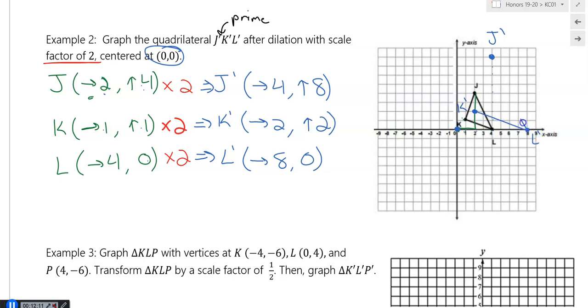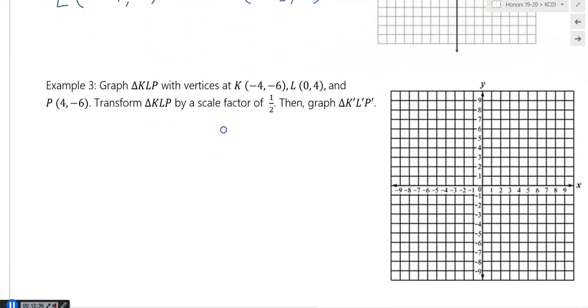Don't forget at the end to connect your dots. We're dilating the whole figure, not just the points, so we want those lines in there at the end. And this isn't a quadrilateral, it's a triangle. Oops. J prime, K prime, L prime is our new shape there. All right, let's look at our next example.